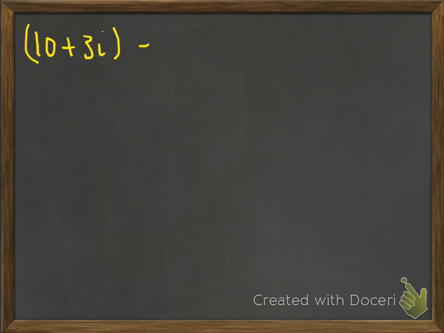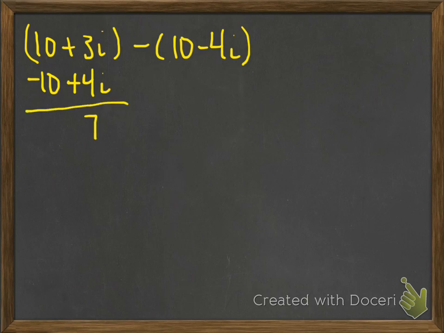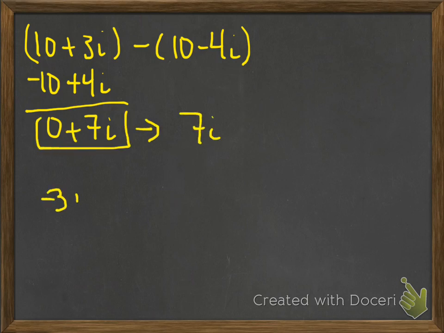Let me do some more examples here. 10i, you can see how I've redone this. Okay, so I have 10i plus 3i minus 10 minus 4i. Notice that I distributed the minus, that became a negative 10, and the minus 4i became positive. So 10 minus 10 is 0, and 3 plus 4 is 7i, and you can write it as 0 plus 7i, or you could write it as just 7i.